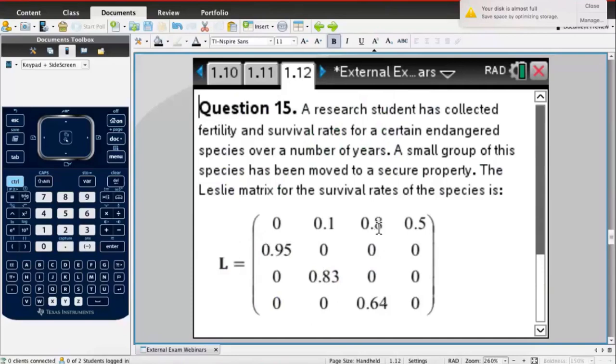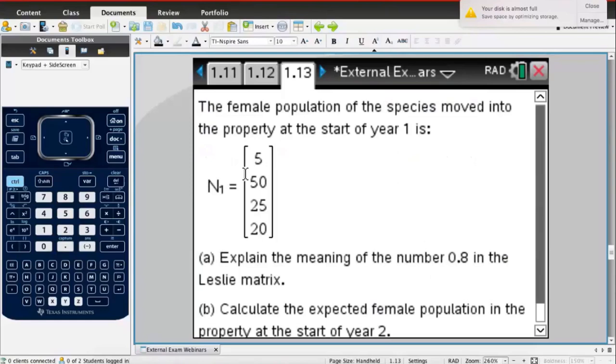And the initial question asks, what was this 0.8? So it just means in the 3-year-olds, the average birth rate is 0.8 of whatever the animal is per year. And that was the first question. And then we had this startup matrix. So there were 5 1-year-olds, 50 2-year-olds, 25 3-year-olds, and 20 4-year-olds.